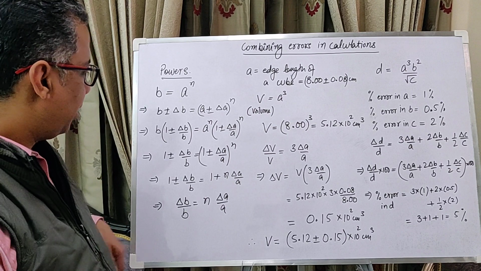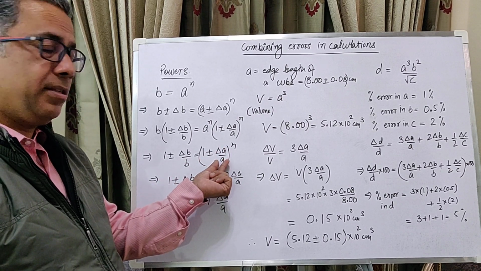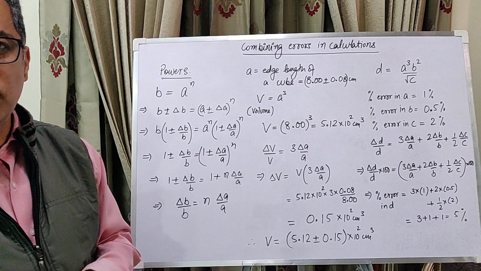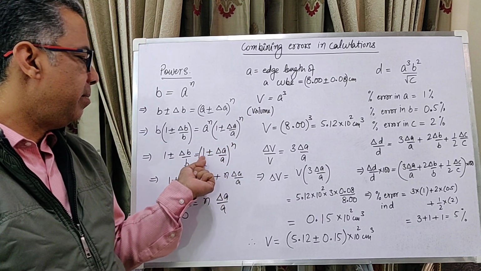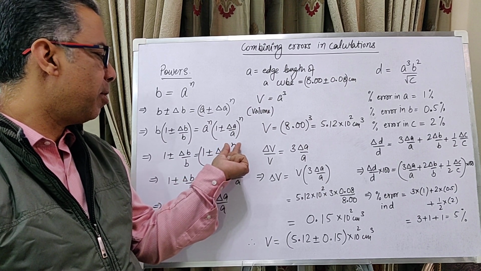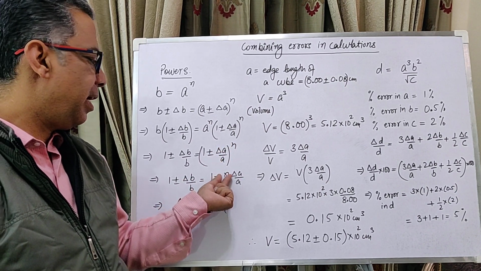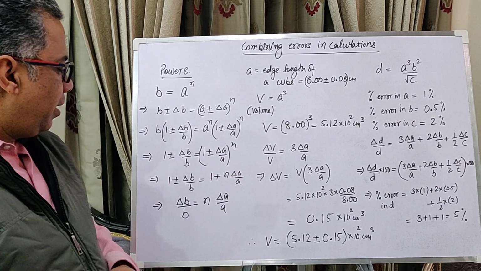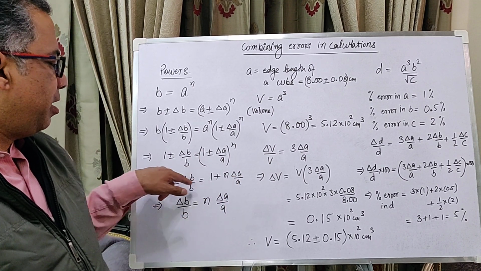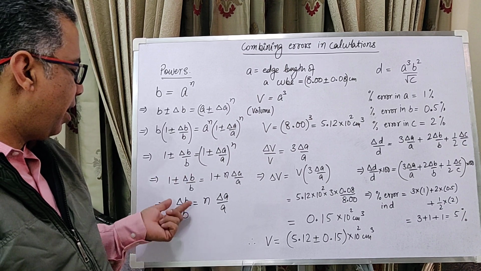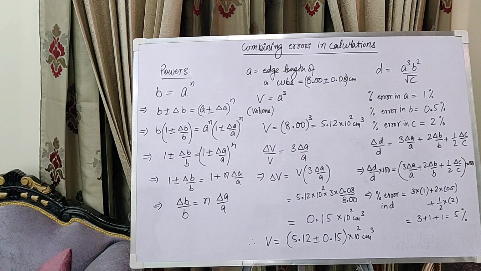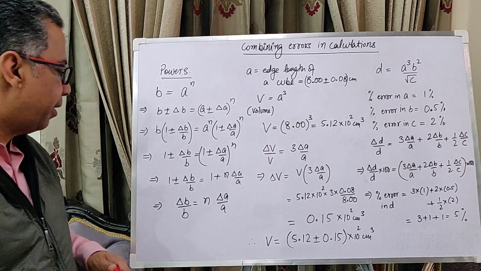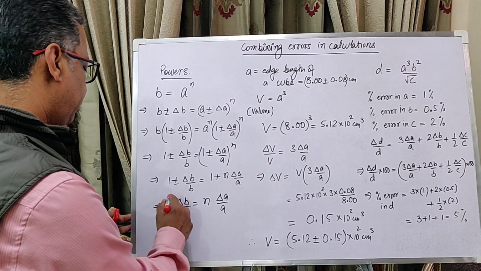Delta A by A is a small quantity in comparison to 1, and therefore we can use the binomial approximation: (1 plus x) to the power n is approximately 1 plus nx. After this, we cancel the 1's on both sides, and we have delta B by B equals n times delta A by A. This then becomes our rule for powers.